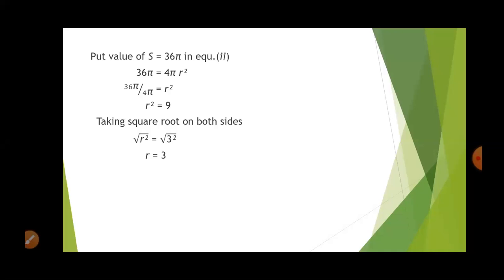We have to remove the square of r, so we will take square root on both sides. In result, the value of r will be 3.